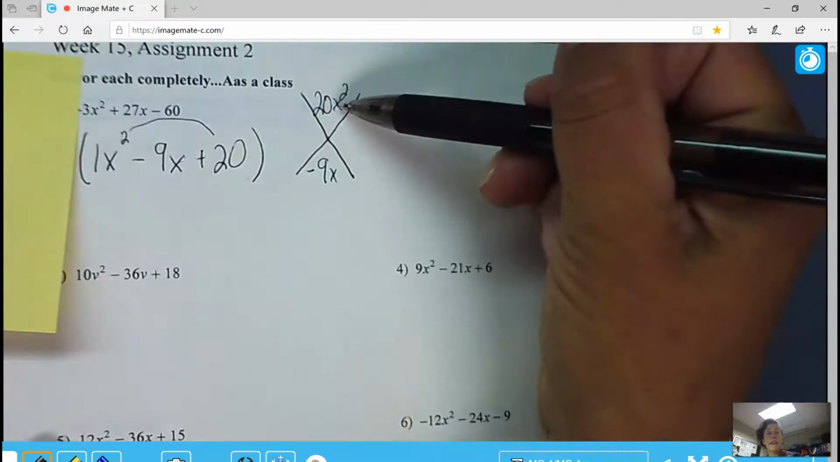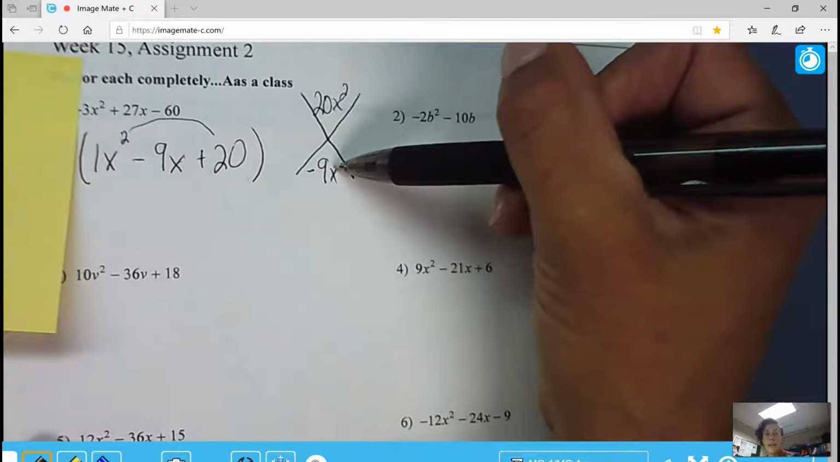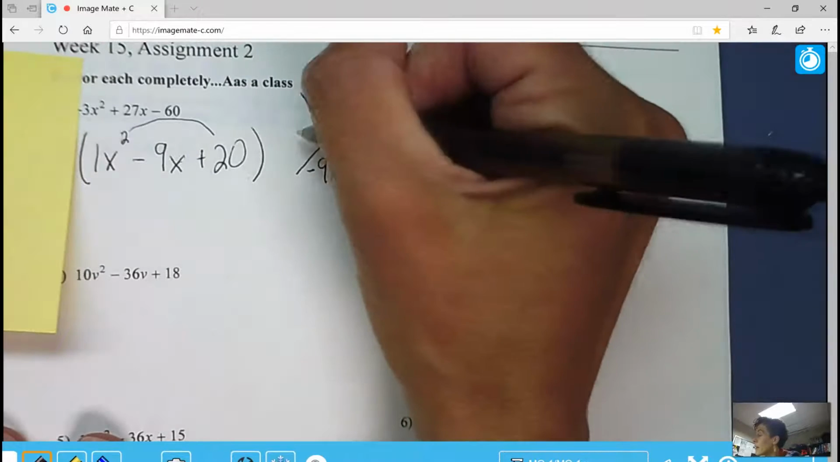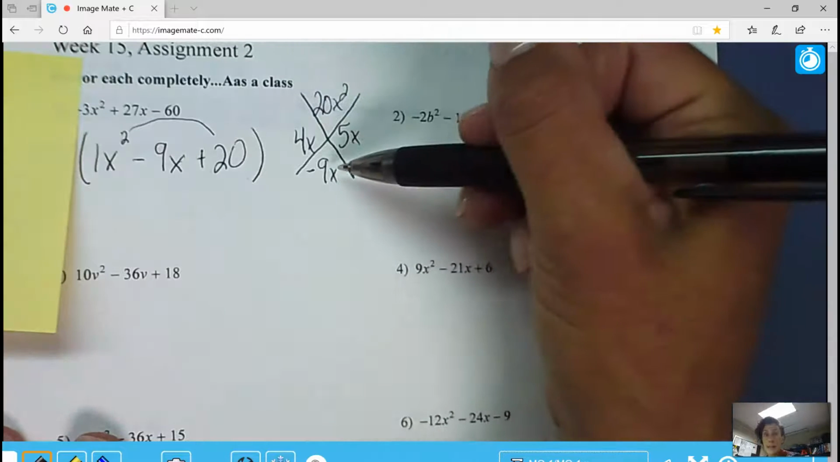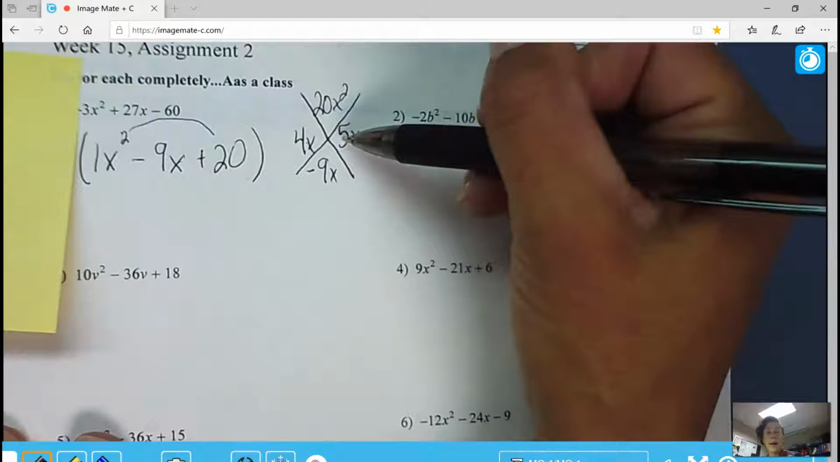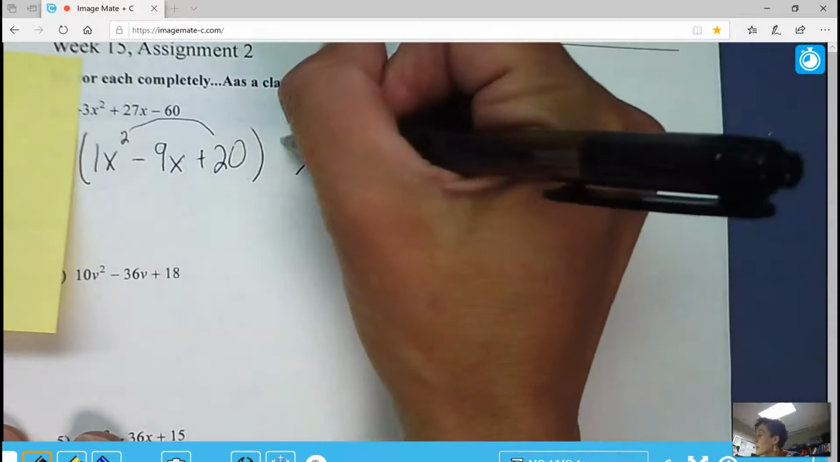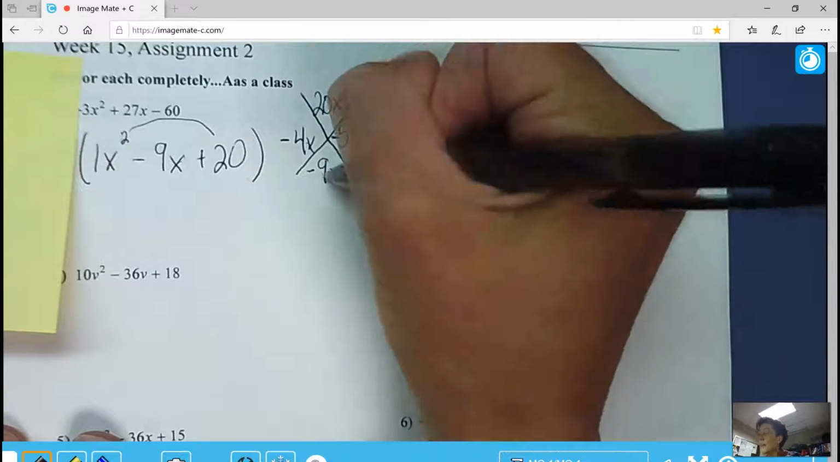And now I'm going to look at factors of 20 that get me to negative 9. So if you look at that list of 20, hopefully you notice that 4 and 5 will somehow get us to negative 9. So positive 4 and positive 5 make 9. So if I make these both negative, then I can get the negative 9. So I'm going to go ahead and make my parentheses.